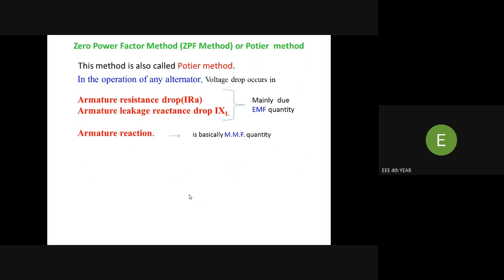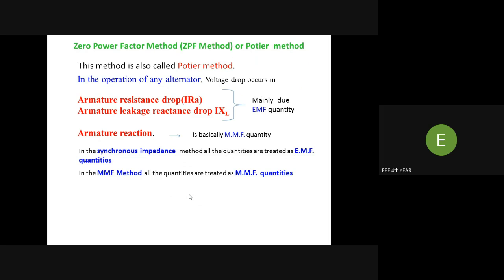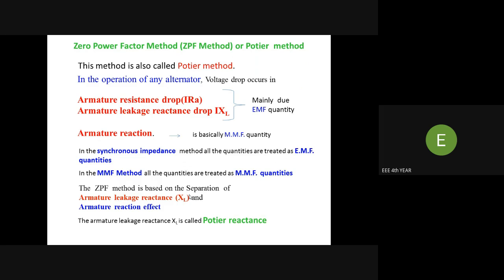Armature reaction is basically an MMF quantity. In the synchronous impedance method, all quantities are treated as EMF only. In the MMF method, all the quantities are treated as MMF quantities. But the ZPF method is based on the separation of armature leakage reactance XL and armature reaction effect. So the armature leakage reactance XL is also called the Potier reactance.